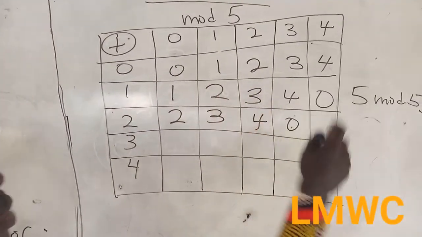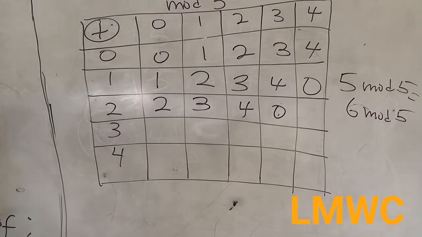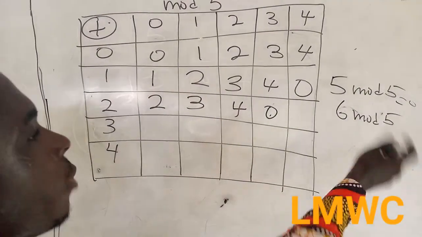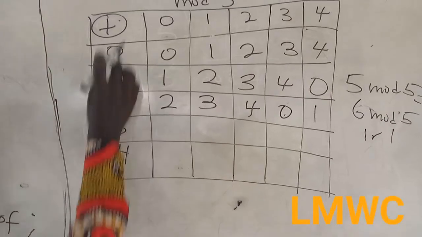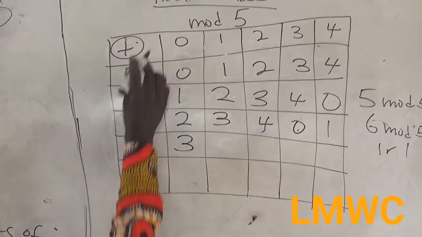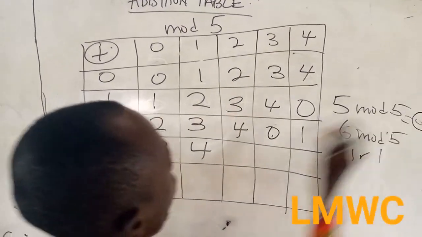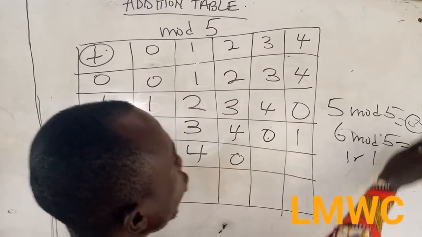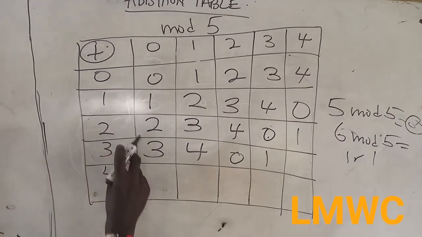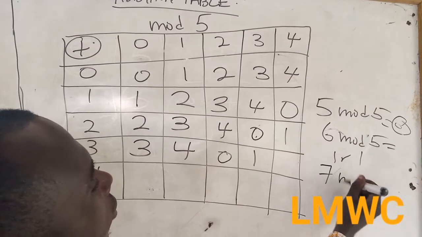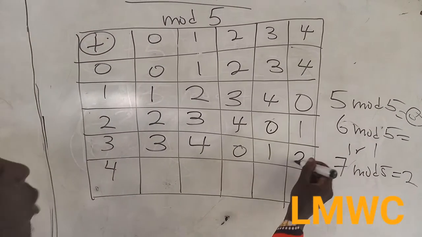2 plus 4 is what? 6. So 6 mode 5. If you forget, you write this down: 5 goes into 6, 1, remainder 1. You write your remainder. 3 plus 0 is 3. 3 plus 1, 4. 3 plus 2, 5 mode 5, we had 0. 3 plus 3, 6, and 6 mode 5 we had 1. 3 plus 4, 7. 7 mode 5 is 2, because 5 goes into 7, 1, remainder 2.